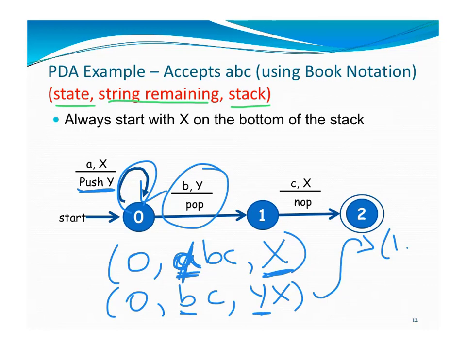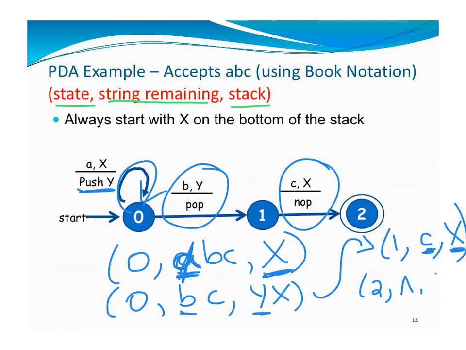So now I'm at state 1. I have processed the B, so now I just have a C in my string to process, and we popped the Y, so now we just have an X on our stack. And now I have a C and an X, right? C is the only letter left in my string, X is the top of the stack, and luckily I can take this, so I end up at state 2 with no letters left, lambda, and X on my stack.